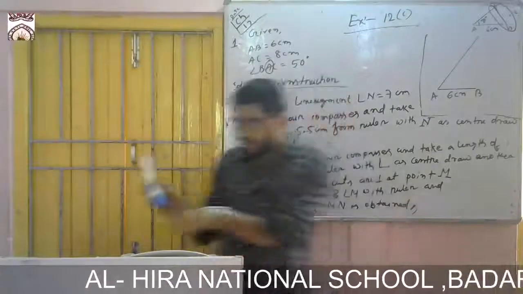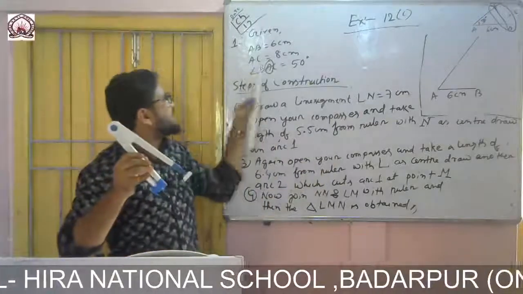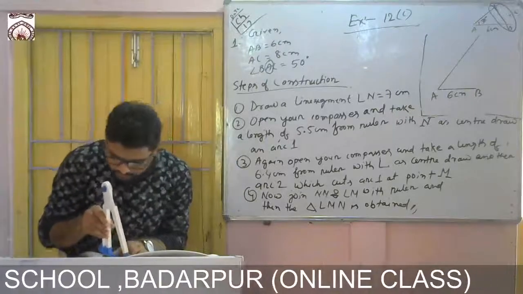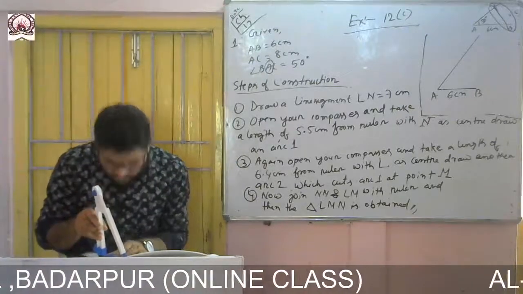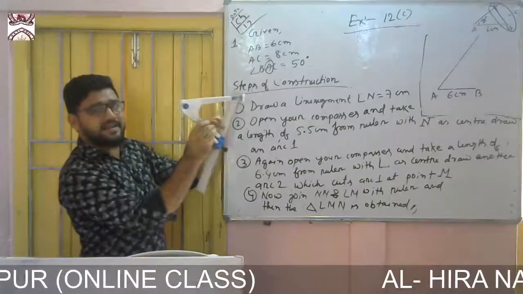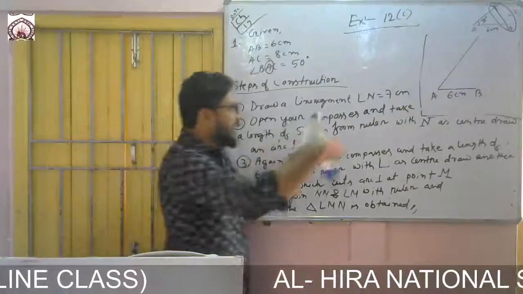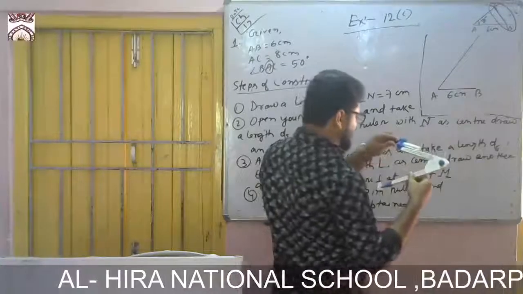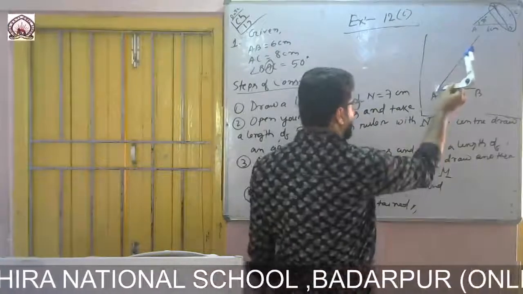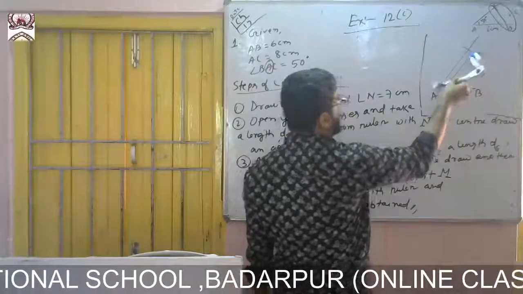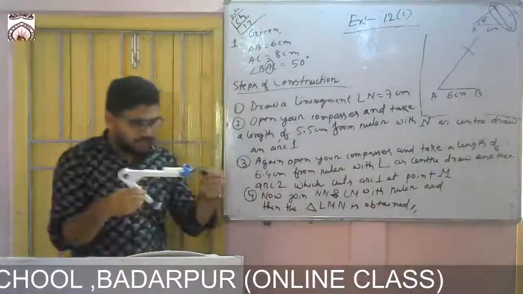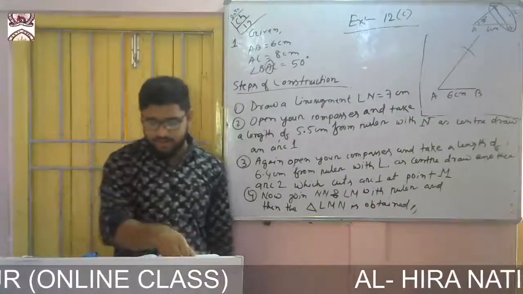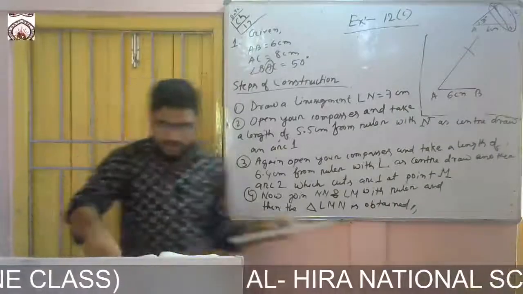Now take 8 centimeter, because AC is 8 centimeter. Suppose I have taken AC 8 centimeter. From the ruler you take like this, and placing at A, you just intersect this. This point of intersection will be C. Now join this one.